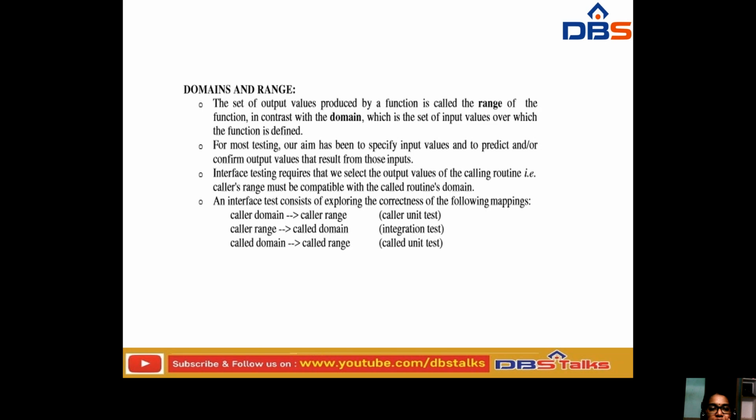We have already seen this. Caller domain to caller range, we can say it is the caller unit test. Caller range to the routine's domain, we can say it is an integration test. And caller domain to caller range, we can say it is a caller unit test.